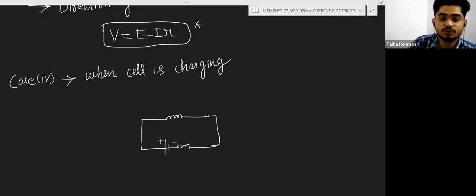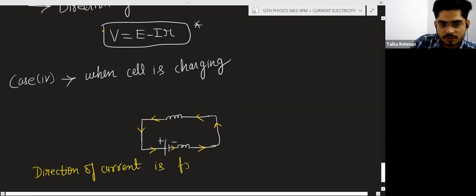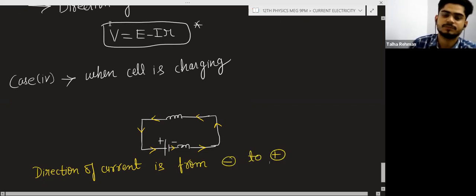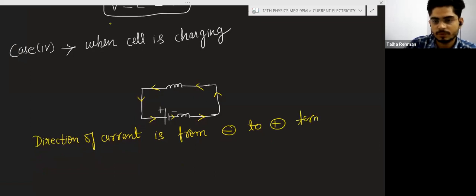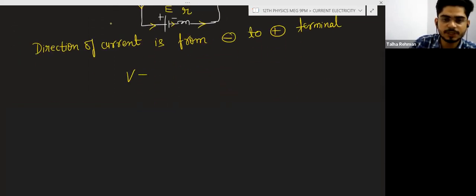But during charging, the direction of current is from negative to positive terminal. Remember this thing. This is the resistance R. This is the battery of EMF E, internal resistance r. And when you calculate the terminal potential difference, you will get E plus Ir.